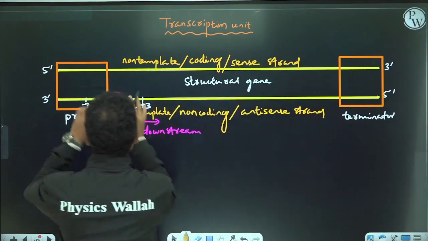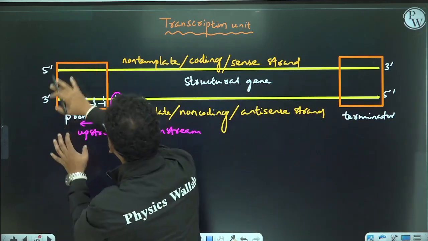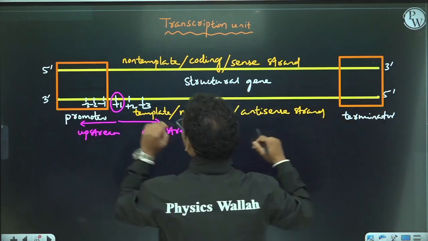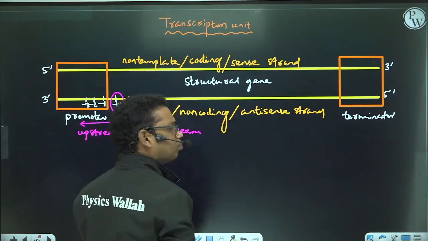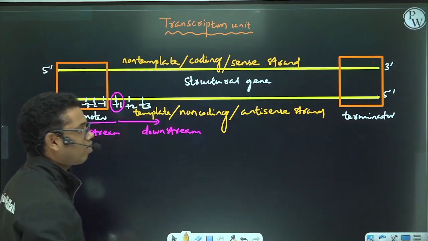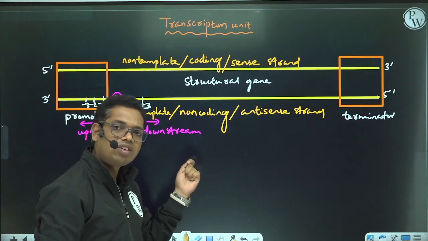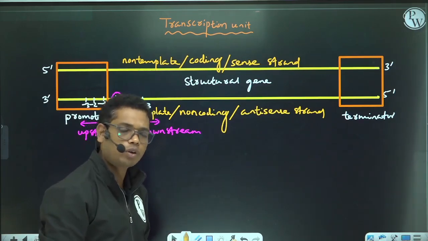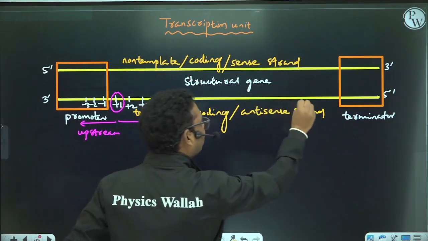Okay, so if I write promoter here and terminator here, then what will happen? This strand will be template and this strand will be non-template. Okay, so this is a transcription unit. So what is a transcription unit? This is the segment of the DNA which is capable of transcription. This has three components: promoter, structural gene, and terminator.